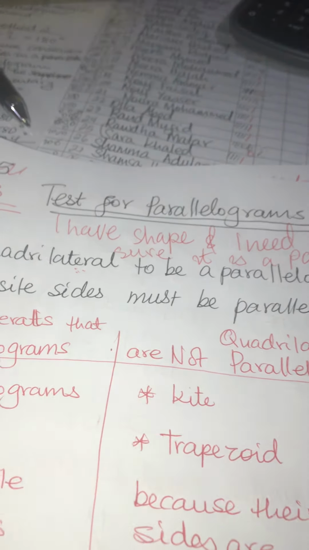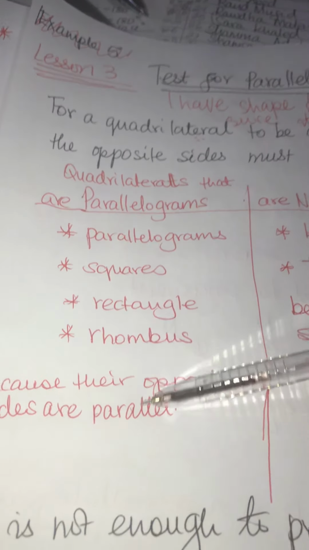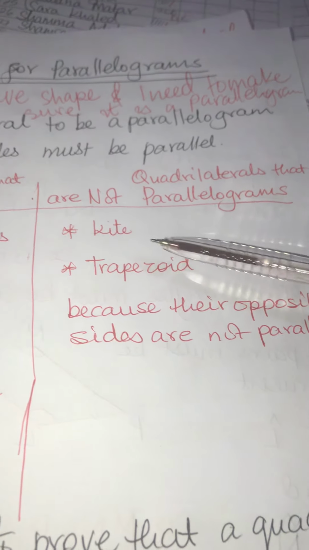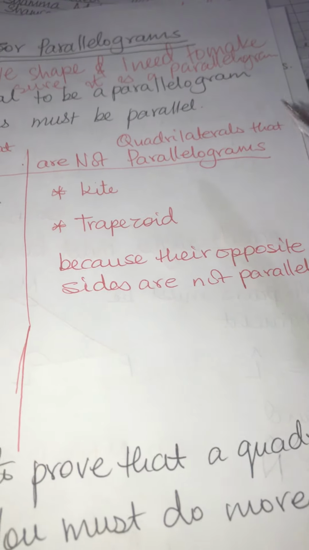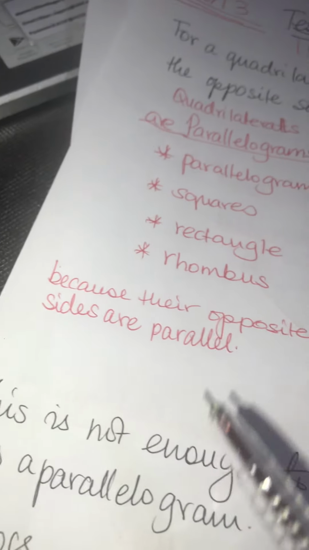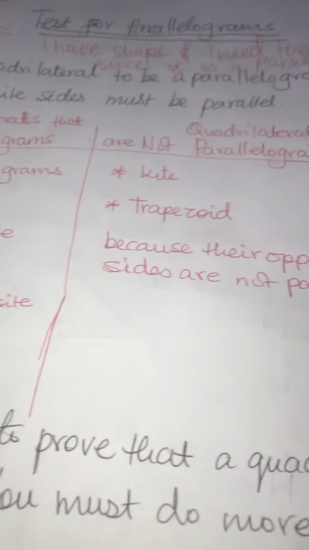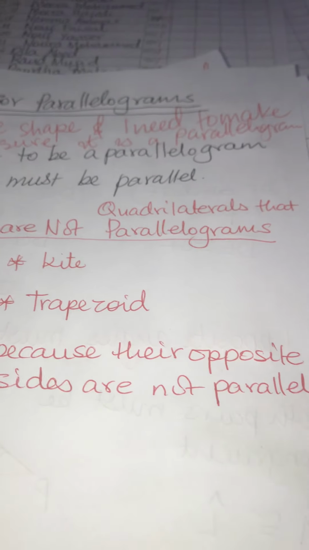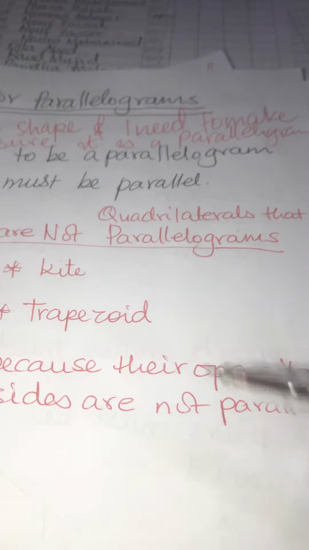Okay? Now, we did this today in class. Quadrilaterals that are parallelograms, and quadrilaterals that are not parallelograms. You need to know all of them. Parallelogram, square, rectangle, rhombus. And then here, kite, trapezoid. And you need to know the reason. Even though they have 4 sides, the kite and trapezoid are not parallelograms because their opposite sides are not parallel.